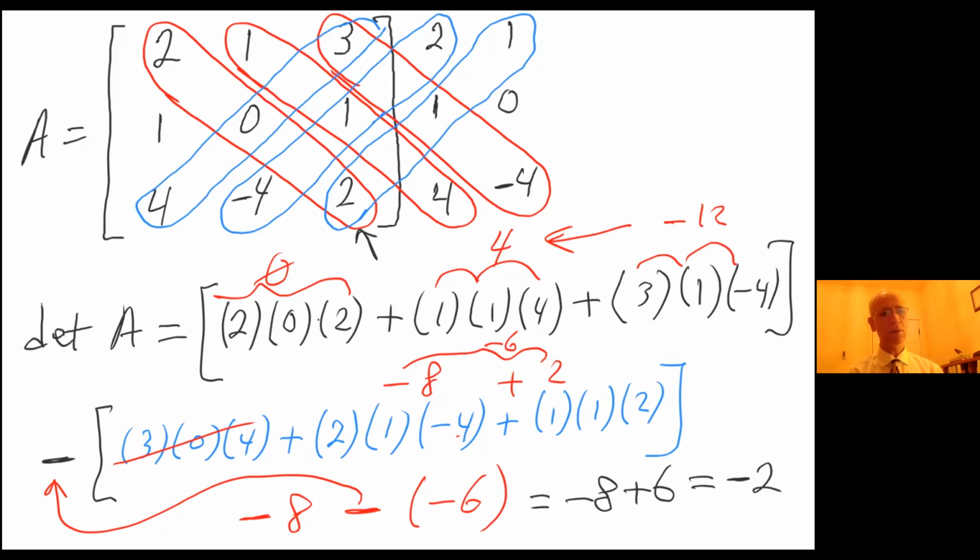Okay, so just for the sake of discussion, let's use the same numbers, same matrix, and do it the other way and see, you decide which one you like better. You make it work for you. All right, let me go to the next page. Same matrix, so A equals 2, 1, 3, 1, 0, 1, 4, -4, 2.